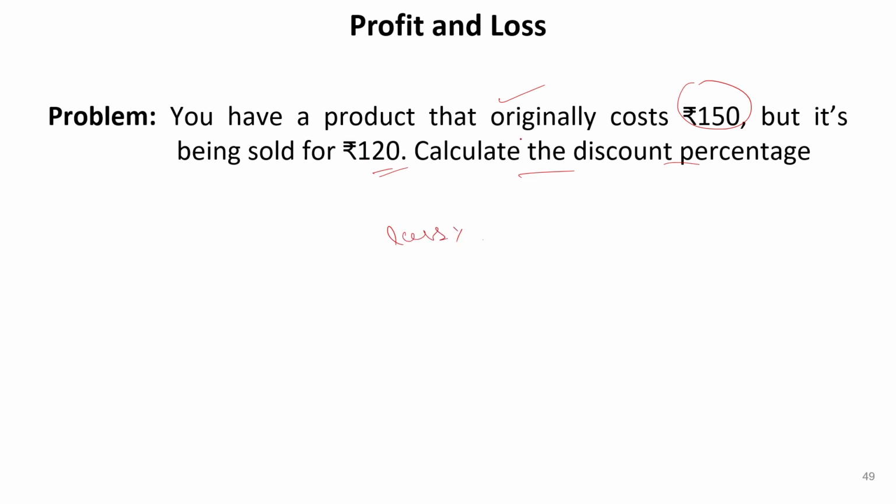Because the selling price is actually lesser than the cost price. Loss percentage is equal to the loss amount, that is 150 minus 120, into 100 whole by cost price, that is 150. This is equal to 30 by 150 into 100. So 1 by 5, so it will be 20%. So 20% loss.